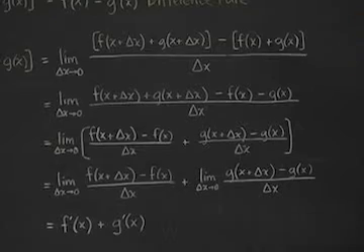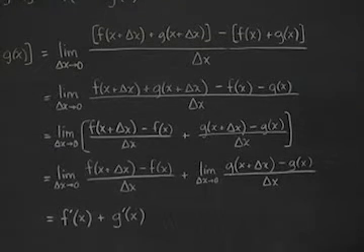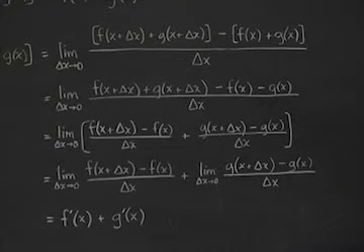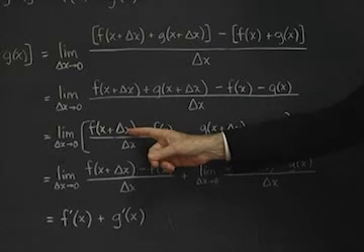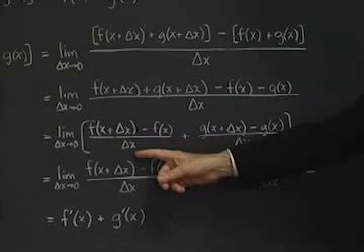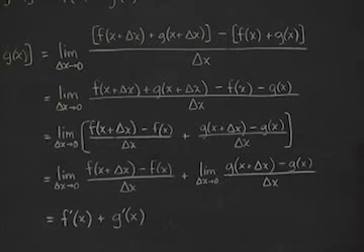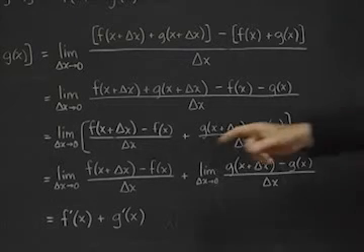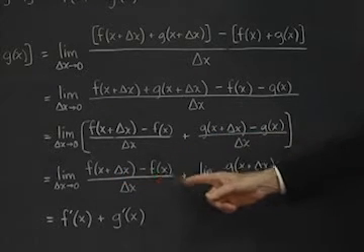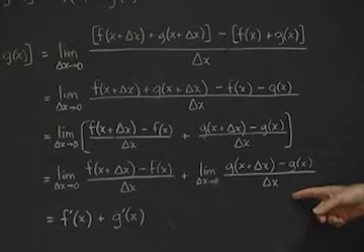By reorganizing this, you can see that you can split it into two quotients. The first is f of x plus delta x minus f of x divided by delta x, plus g of x plus delta x minus g of x over delta x. And it's the limit of that sum that we're interested in. Well, the limit of a sum is the sum of the limits if they exist. So this is the same as the limit here plus the limit here.